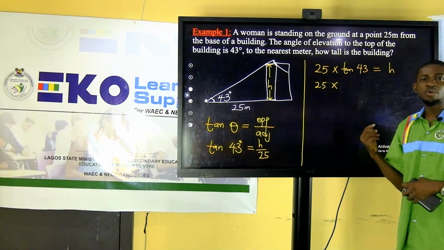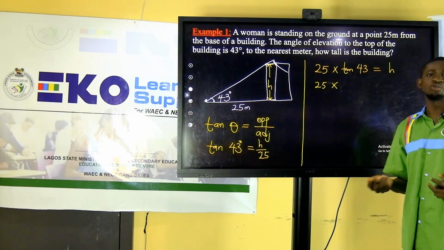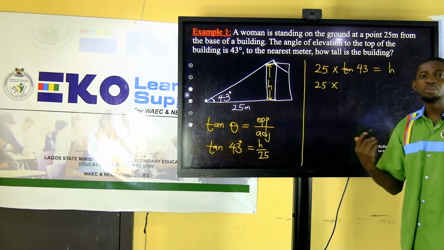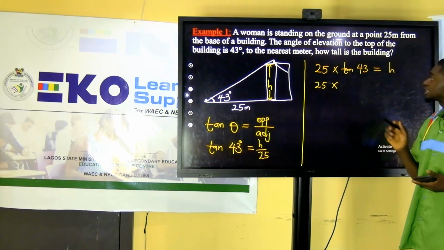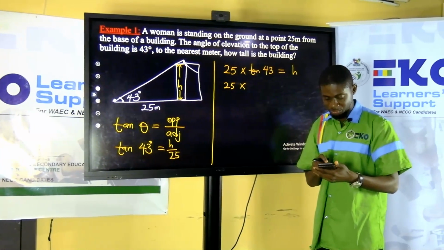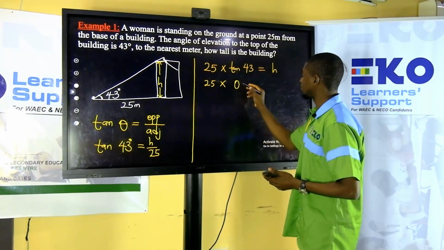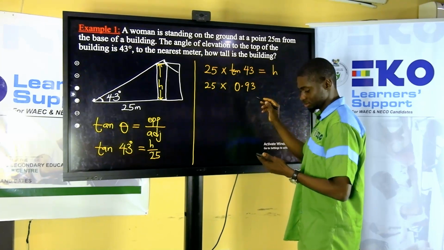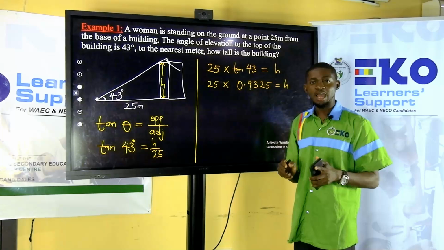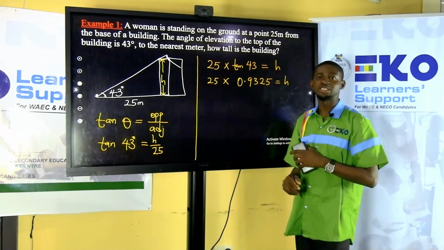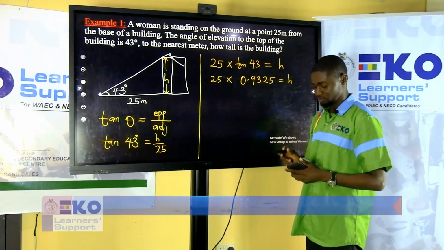Here is where our 4-figure table or our calculator comes in, because it's not a special angle that we can easily remember. So I'll be using tan 43. My calculator tells me that tan 43 is 0.9325. Students at home, I want to believe that you have done that and cross-checked it. Good. Now we find the product of 25 and that value.